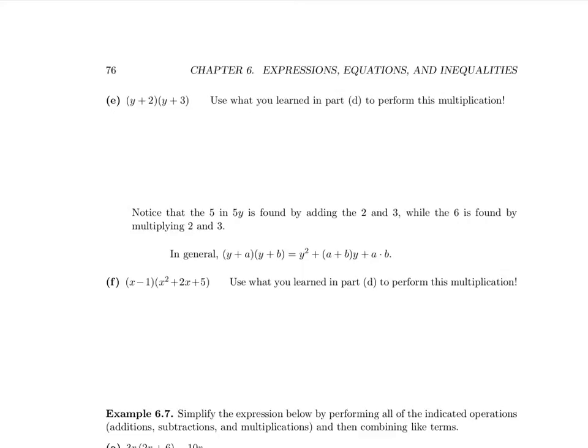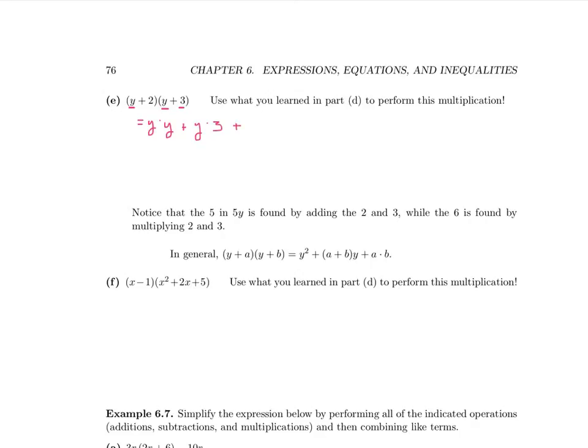In the last screencast, we discussed how to multiply sums. Recall that you multiply each term from the first sum by each term from the second sum. If we apply that to this expression, we take the y from the first sum and we make sure that we multiply it by both the y and the 3 from the second sum, and then we add. So I take the y times the y plus the y times the 3.